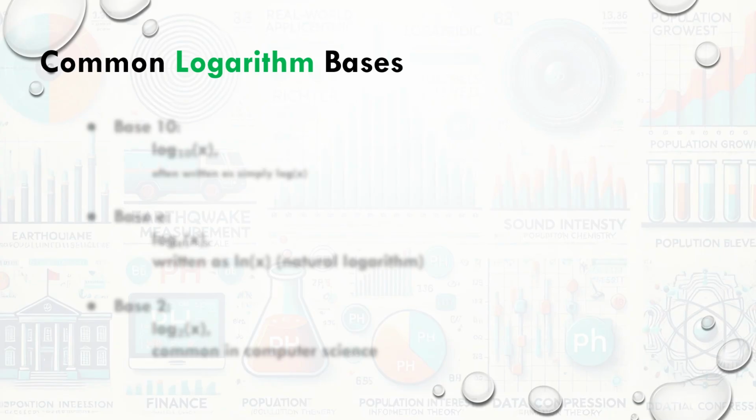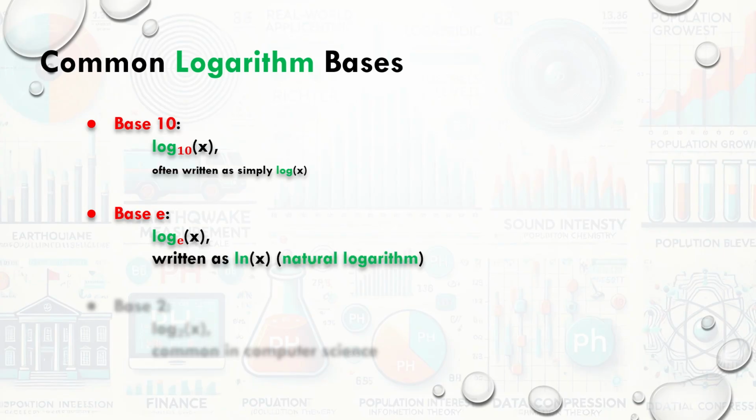In the real world, you will see three common bases most often. Base 10 is so common that we often just write it as log without any base shown. Base e, which is approximately 2.718, is called the natural logarithm and written as ln. Finally, base 2 is very common in computer science and information theory.